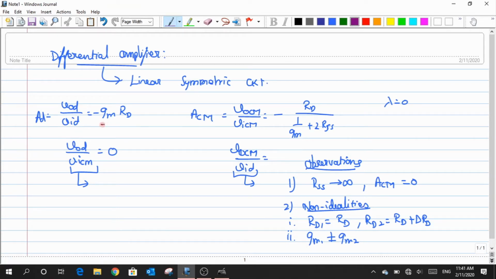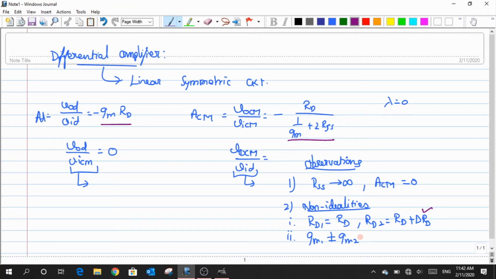Yes, obviously AD could get modified, but those expressions are already defined. Just because these quantities are pretty small, they won't modify our AD or ACM much. The delta RD or delta GM that gets introduced will generally not affect the differential gain or the common mode gain much. It's a very tiny change that will happen.